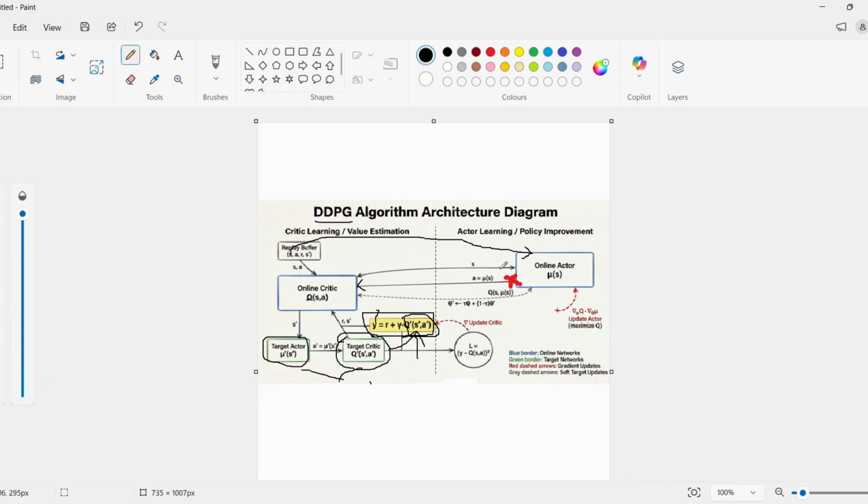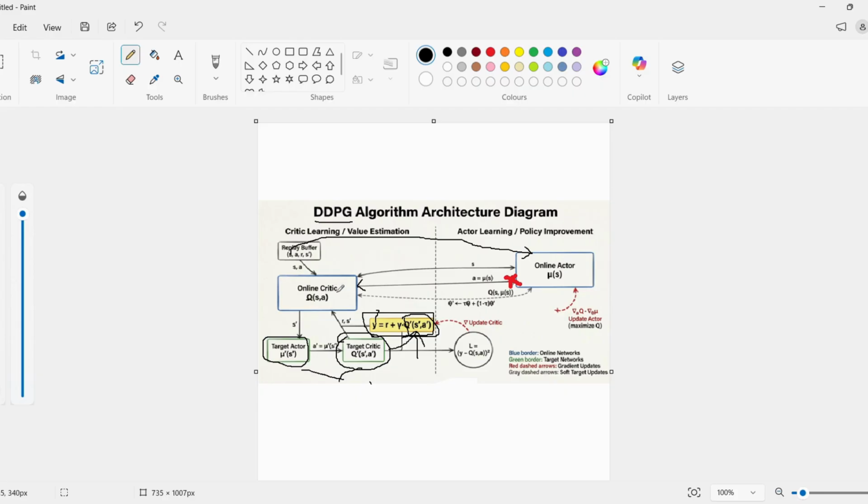Is there anything in my algorithm that can help us estimate the Q value given a state action? Yes, we have just trained an online critic which, given a state action pair, is going to give us the Q value for it. So in order to train the actor, we are going to pass the state into the actor. The actor is going to give us an action corresponding to the passed state. Now that we have the state action pair, we are going to make use of the online critic network to estimate the Q value of it.